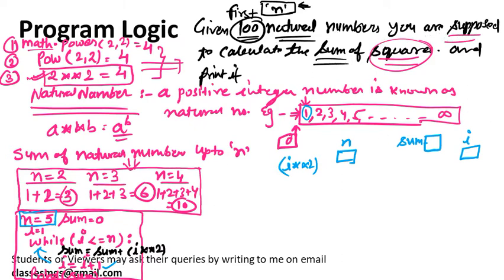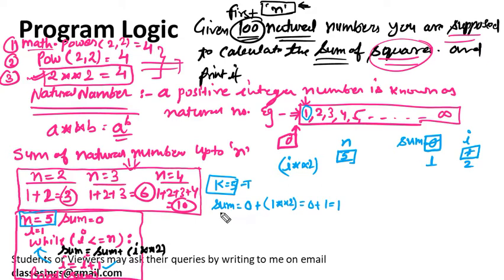Now let me explain how the logic is going to work. Let's suppose the user has entered the n value 5, the sum value is initially 0, and the i value is initially 1. Now what will happen: while 1 is less than or equal to 5, the condition is true, so we need to execute this line. Sum equals sum, which is 0 initially, plus i double star 2. The i value is 1, and 1 double star 2 is the square, so 0 plus 1 squared is 1, the sum value becomes 1, and i equals i plus 1 becomes 2.